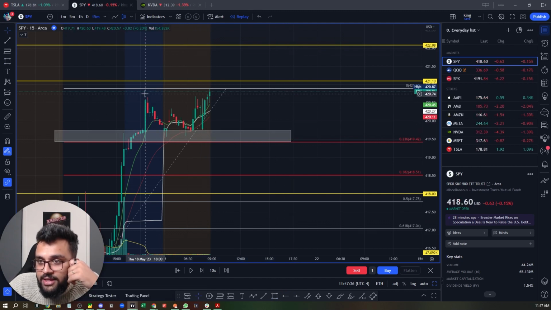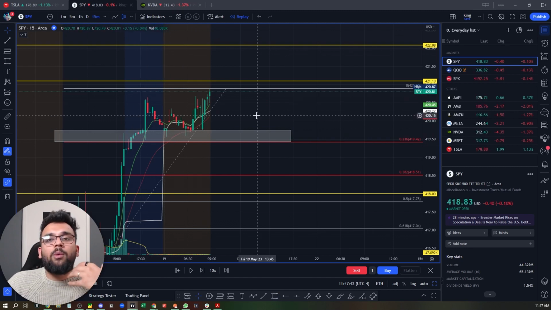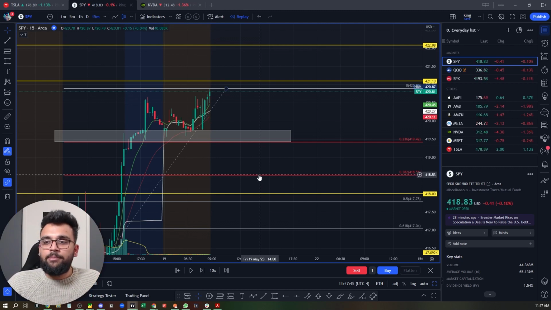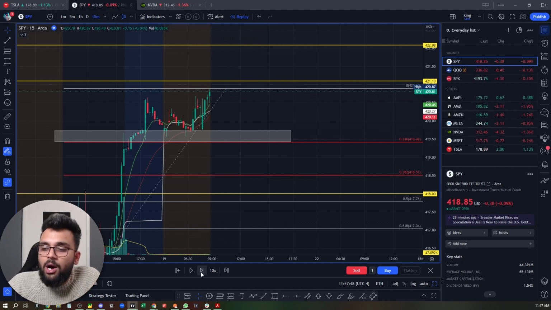Now why? Because in the pre-market, in after hours, we were holding this area, then broke out. In the pre-market, we were holding this. So I wanted to watch that area, or 418.5, just in case it came down, right? Now how did it go?